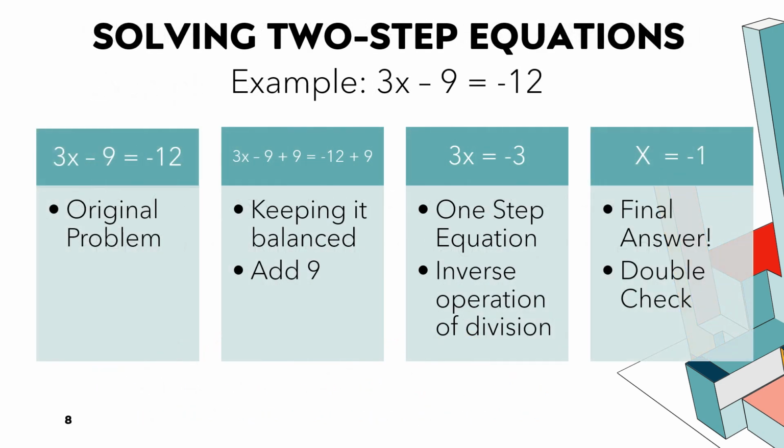Here is the work from the previous slide explained. In the first box is the original equation: 3 times x reduced by 9 is equal to negative 12. In the second box, we remove the negative 9 by adding 9 to both sides of the equation. In the third box, we divide negative 3 by positive 3. Since a negative divided by a positive is negative, our final answer is negative 1. We will double-check our work on the next slide.